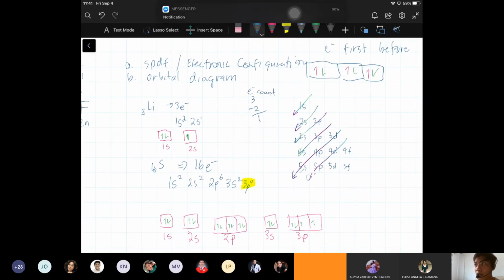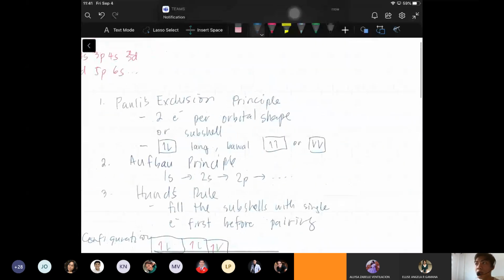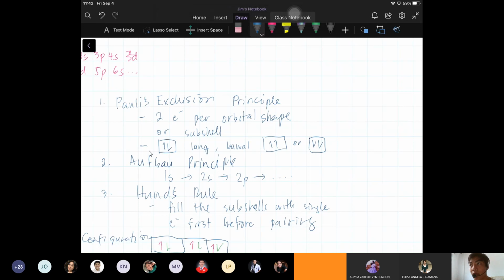And then when filling out electrons, always keep in mind these 3 rules: the Pauli's exclusion, the Aufbau, and the Hund's rule, no? Pauli's exclusion, sabi niya, 2 electrons lang per orbital, no? Per orbital or subshell, no? And when you fill the electrons, kailangan may up and down, no? Hindi pwede yung up, up, or down, down because it violates the quantum numbers, no? Number 2, Aufbau principle, you start with the lowest energy first, no? So you begin with 1s, then 2s, and so on and so forth, no?